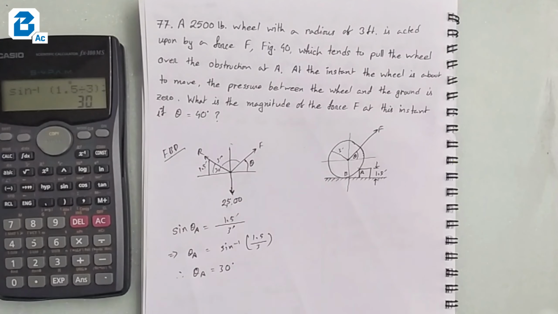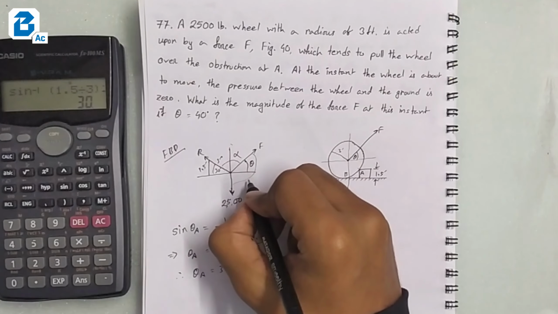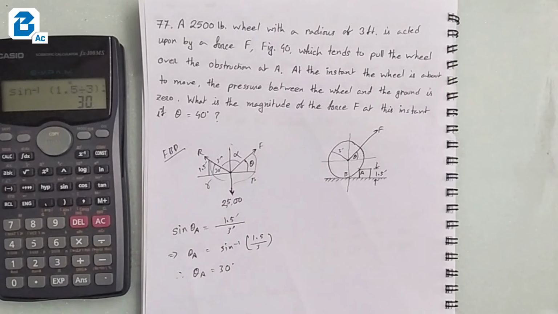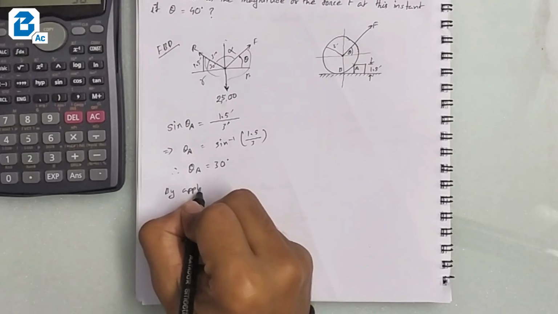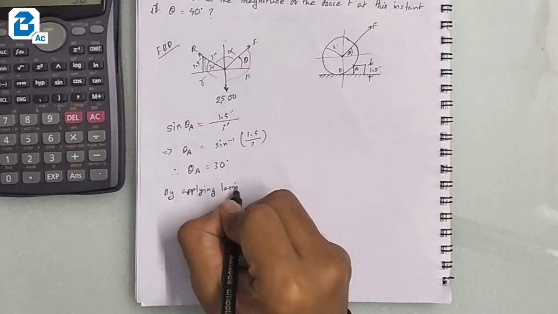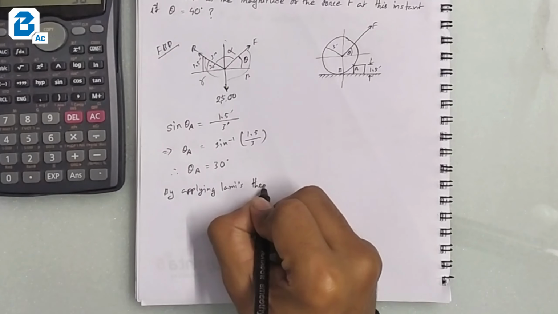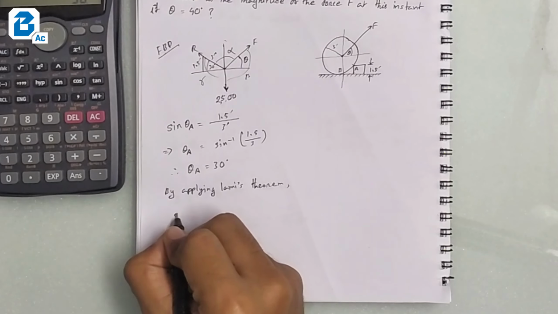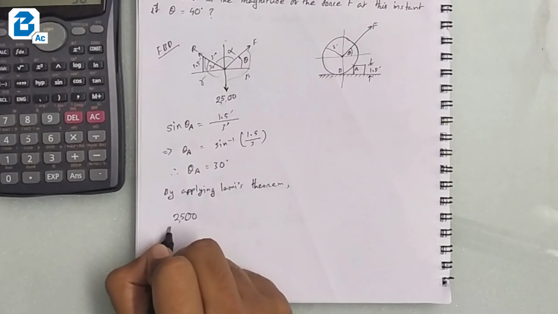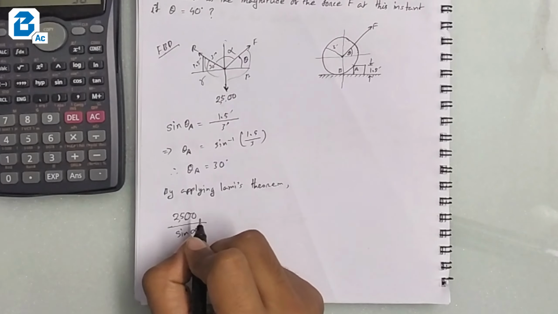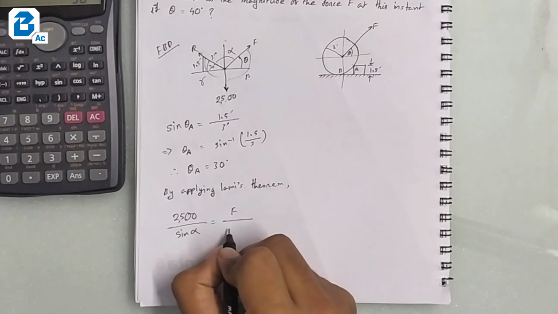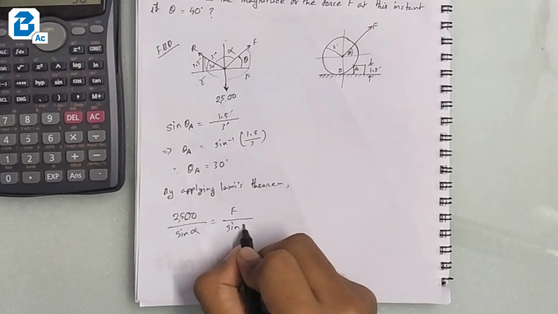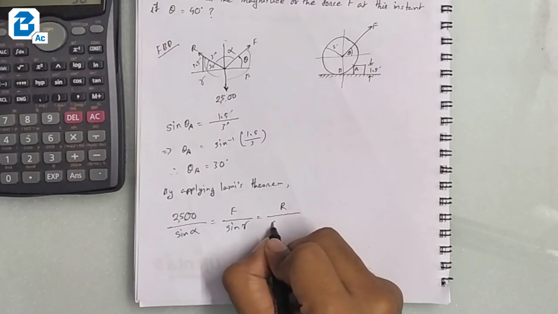and if we assume it as alpha, and this as beta, and this as gamma, then if we apply Lami's theorem, we can write it as, by applying Lami's theorem, 2500 by sine alpha, which is the angle between the other two forces, equals F by sine gamma, which is the angle between the other two forces, and then R by sine beta.